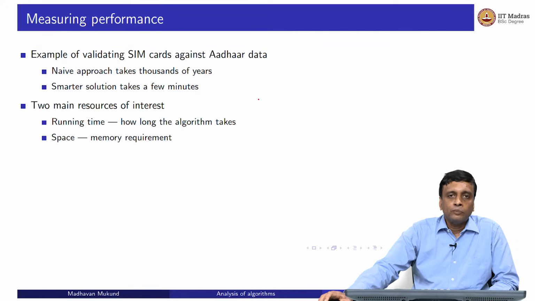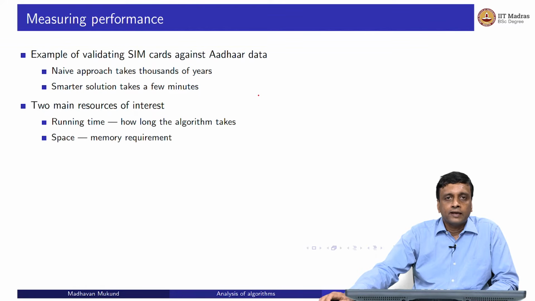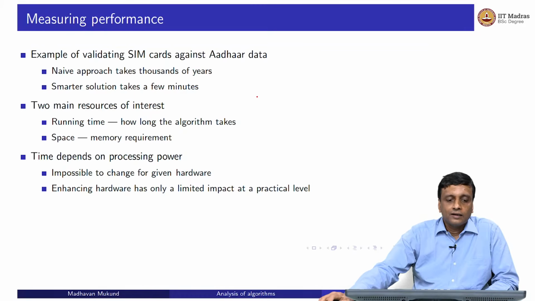First of all, what are we interested in when we are computing the performance of an algorithm? The obvious thing is time, right? This is what we were talking about when we were looking at the Aadhaar card and SIM card example. How long does the algorithm actually take to run? A less obvious thing is space. How much memory do we need to store all the values that the algorithm computes on its way to computing the final answer?